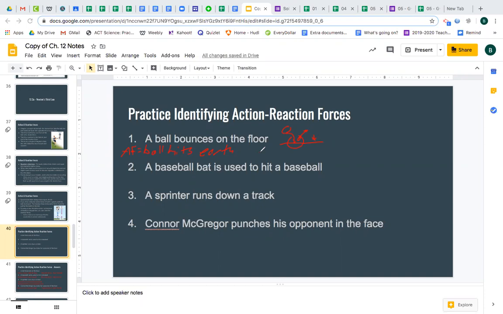My reaction force, as the ball hits the earth, or the floor, yeah, we could say earth, we should say floor. Ball hits the floor. The reaction force is going to be that the floor hits the ball. So you'll notice what I did there is I took this noun, and I flipped them so they're on opposite sides of the verb. So I moved floor to the front and ball to the back. That's how you set up action reaction forces. So take a minute, pause this video, answer questions 2, 3, and 4, and then I'll give you answers on the next slide.